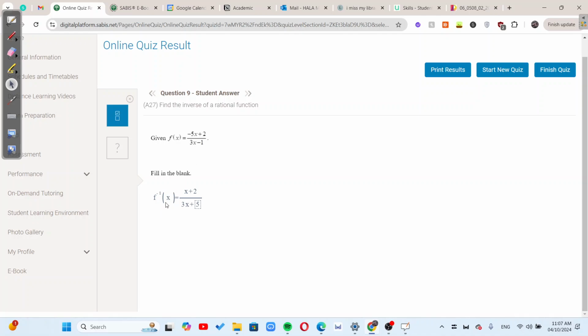Okay, here is what I'm telling you when you see a letter, not a number. When you see a letter, you have to substitute. Every time you see an X, put a Y. So it's really easy. I'm just going to change the color back to red. So negative 5 Y. It's not X anymore, it's now Y. Plus 2 over 3Y minus 1 is equal to X.